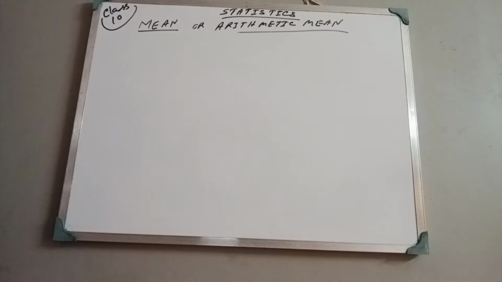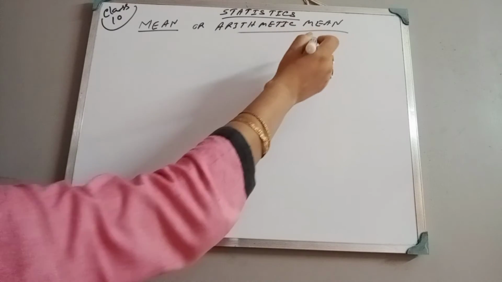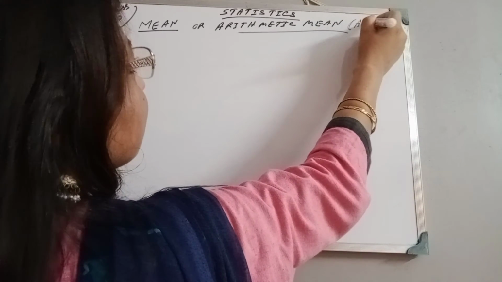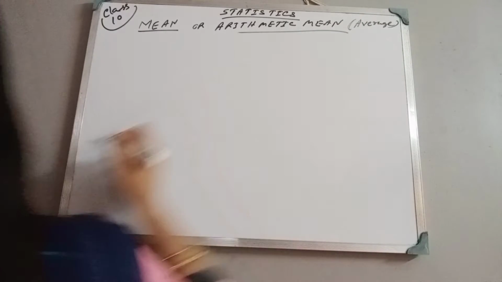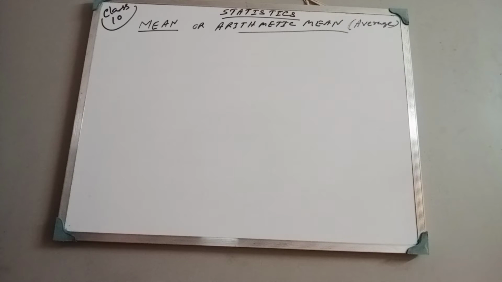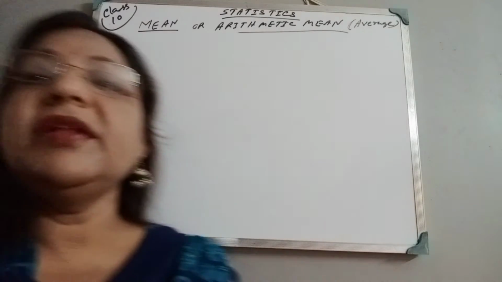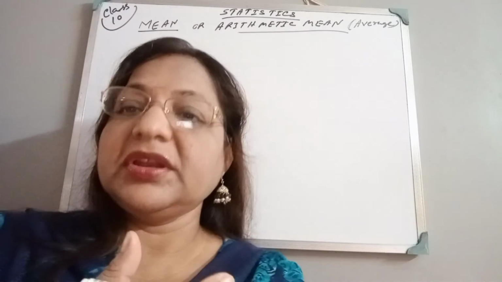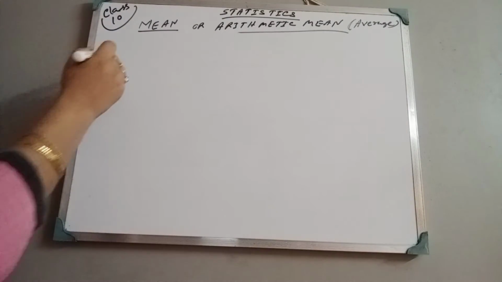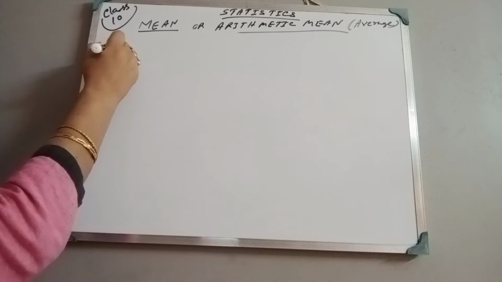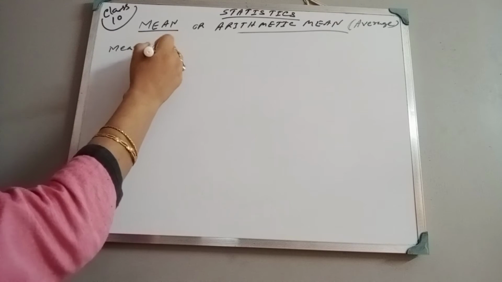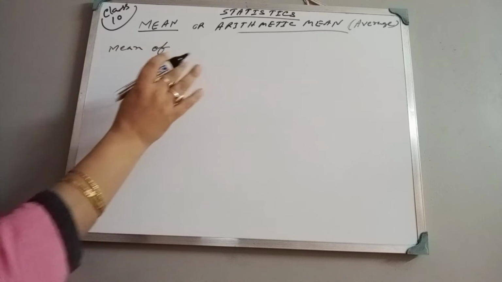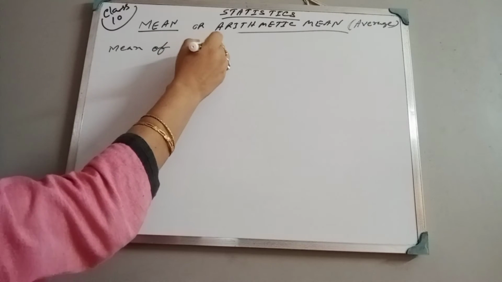Now what is mean, arithmetic mean or arithmetic average? We can write arithmetic mean, or we can write arithmetic average also. We have to find the mean for grouped data and for ungrouped data. Last day I also explained what grouped and ungrouped data are. Now I will explain the mean of ungrouped data, that means when data are not written in groups.